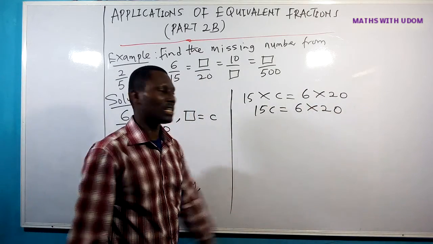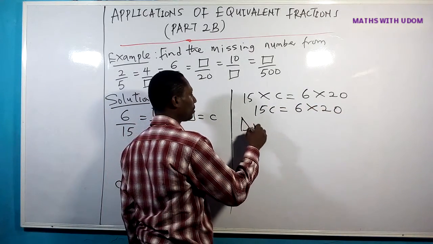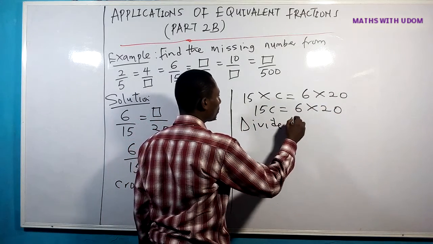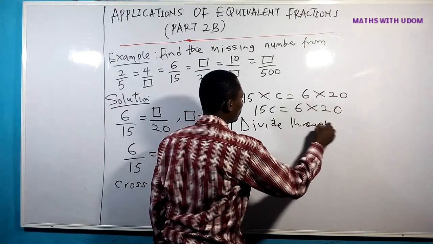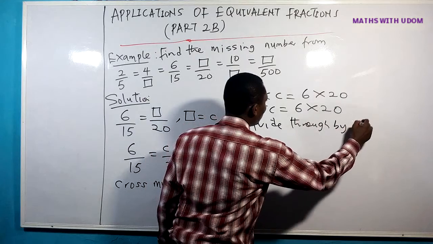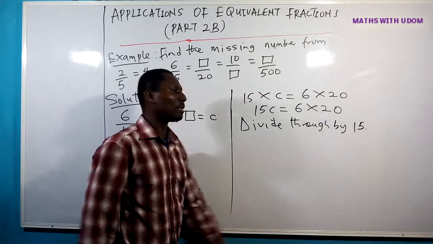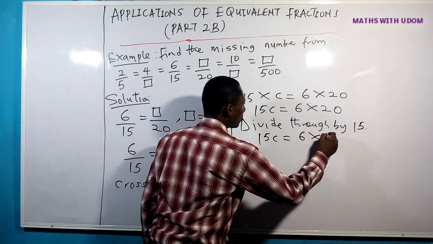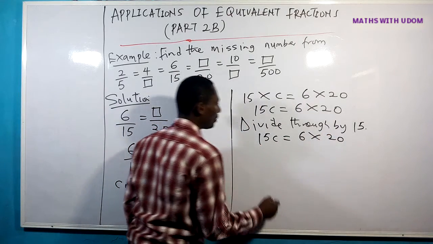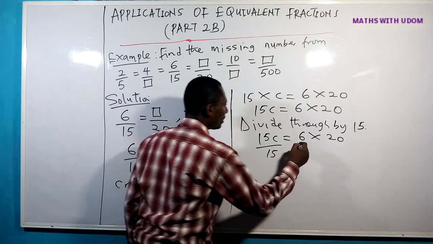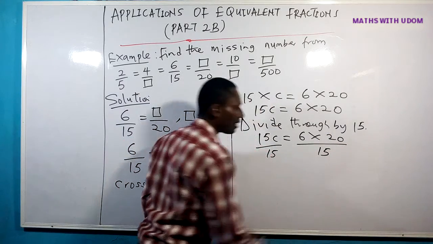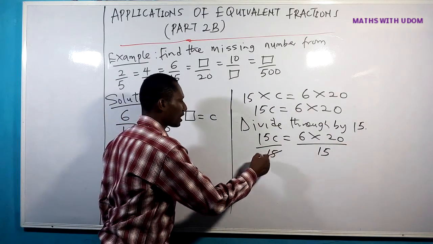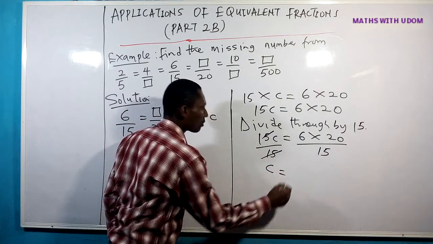6 times what? Times 20. So I'll divide through by 15. If you divide through by 15, what do you have? 15C equals 6 times 20. Left hand side divided by 15, right hand side divided by 15. 15 cancels 15. So C equals what?